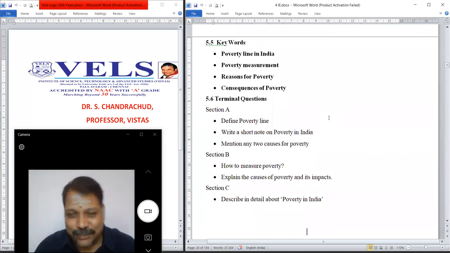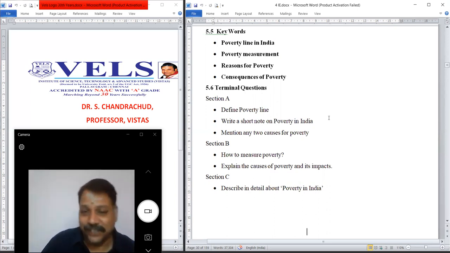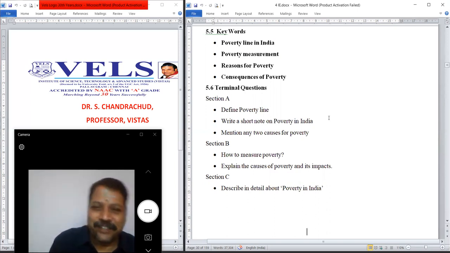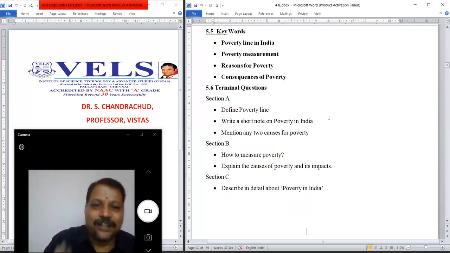When we consider the semester examination, 1 section C and 2 section B questions you can expect. One is how to measure the poverty, and the second one is what are the causes of poverty. These are the 2 section B questions you can expect. In section C, they will ask you to explain the poverty status in India. Rarely they may ask define poverty line in section A. So go through this particular topic.